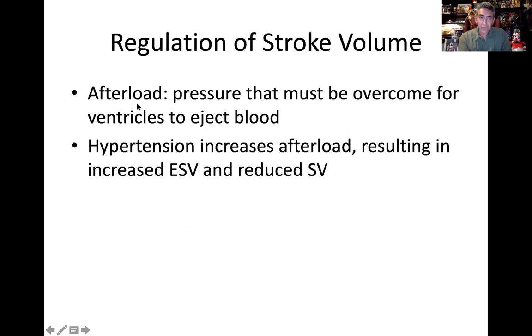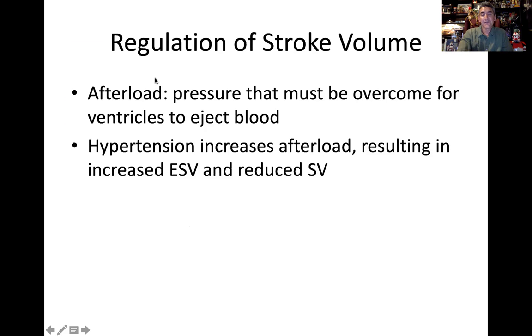Afterload. Afterload has to do with the vessels, the major arteries outside of the heart. If I'm the ventricle, my job is to push liquid from this big chamber into a little tube. That's the laws of physics. That's work, right? I have to have enough pressure to get all this liquid into a little tube.